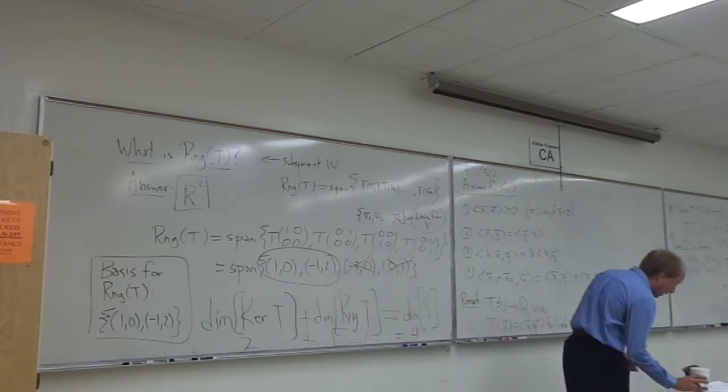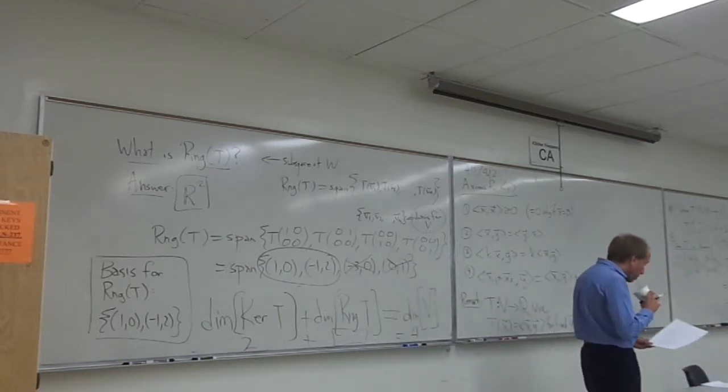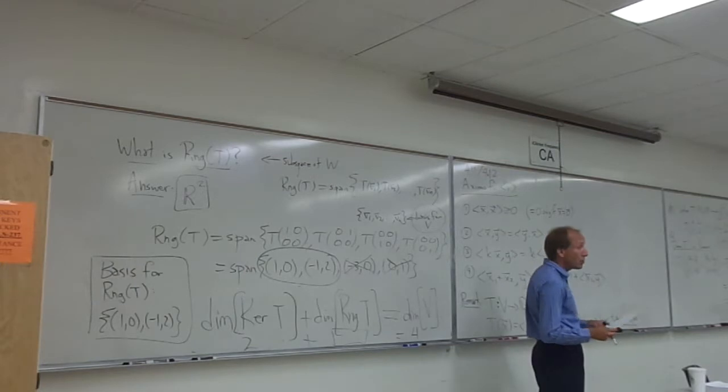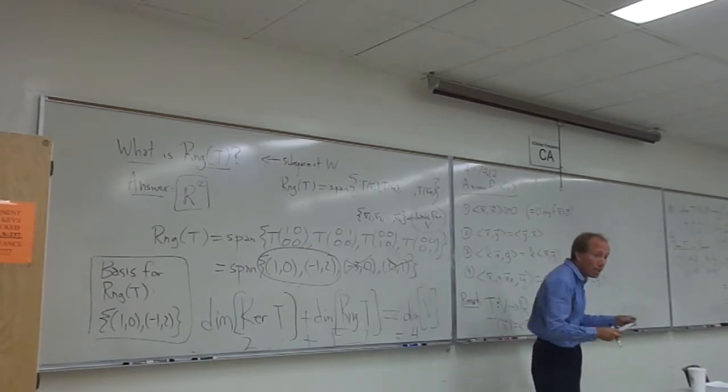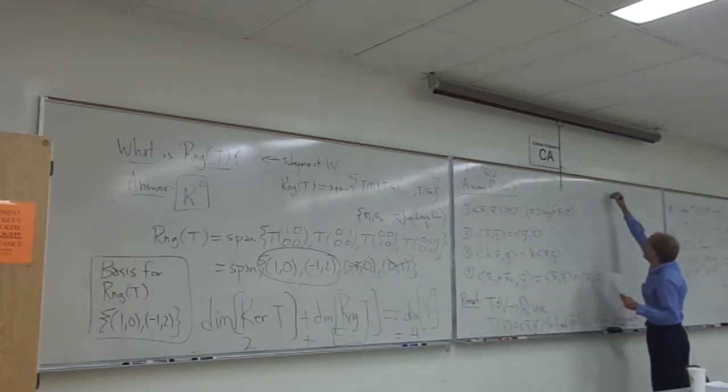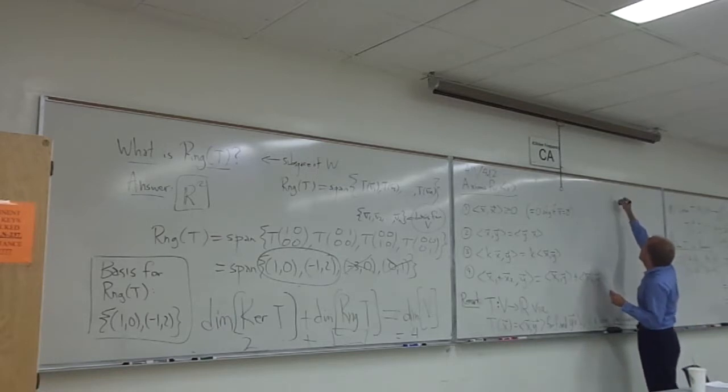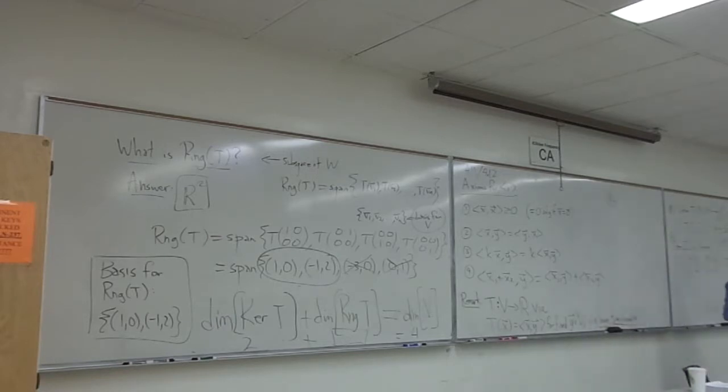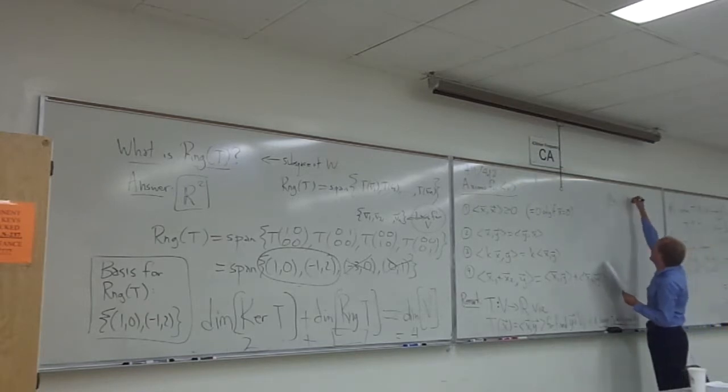Okay, so those are my axioms. With that in mind, let's try a couple of problems off of the review sheet here, okay? So let's look at number 6 first of all. Number 6 says, let's take V to be P2 of R.